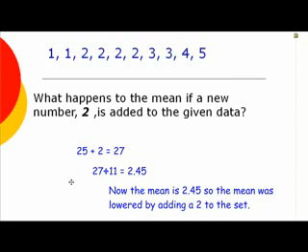Well, the mean was lowered, or it got smaller, when we added the 2. And when you think about it, that makes sense, because the mean was 2 5/10. We added a number that was lower than that. So when you recalculate the mean, it's going to make the mean decrease.